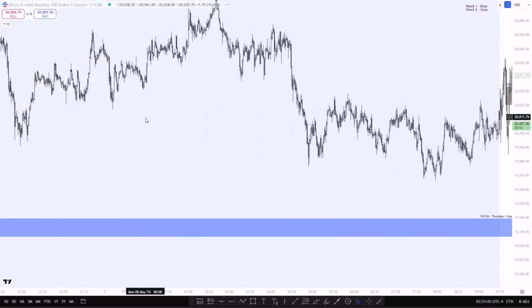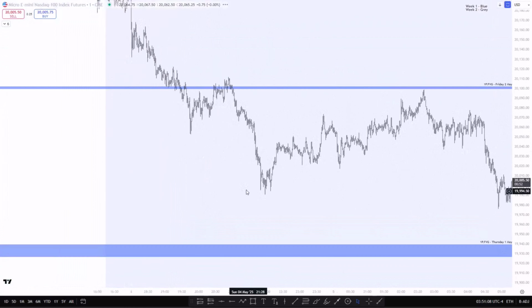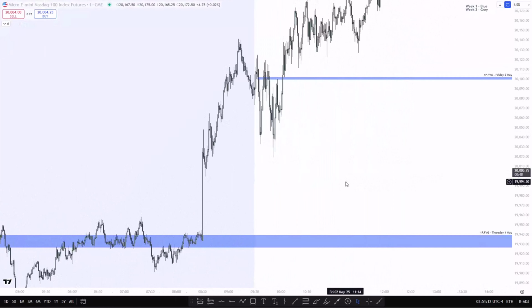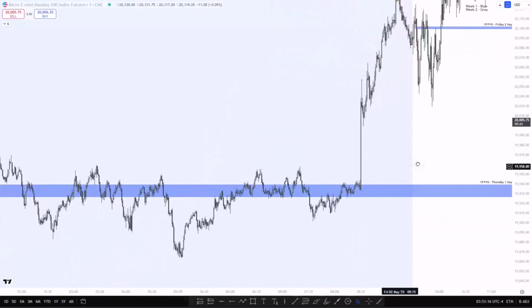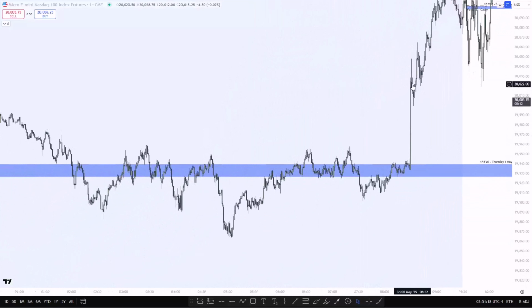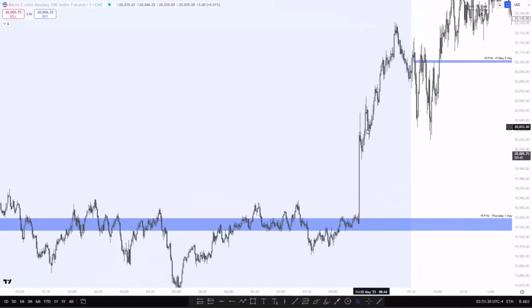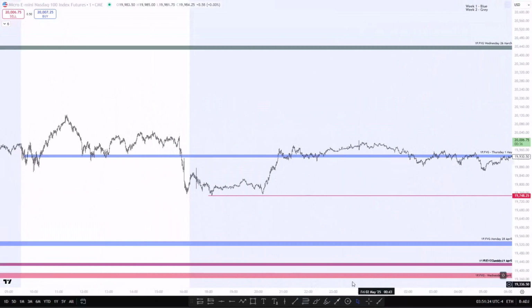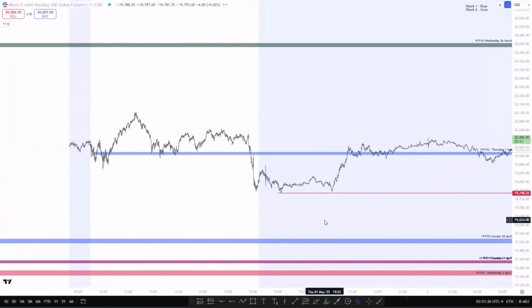Let's see more examples. Let's see where we have a little bit cleaner price action. Let's say 30. This is news, so it's rather aggressive move. So let's see.